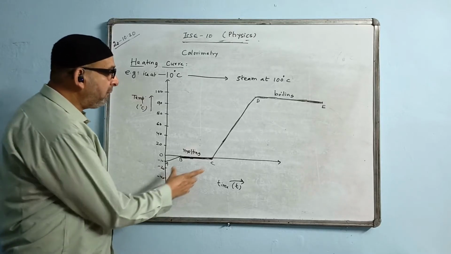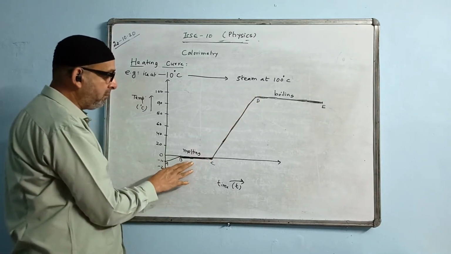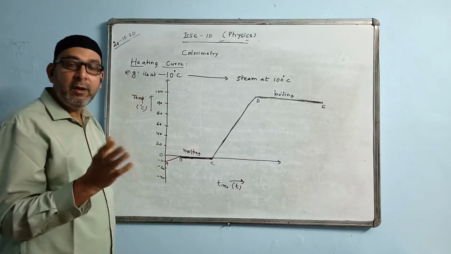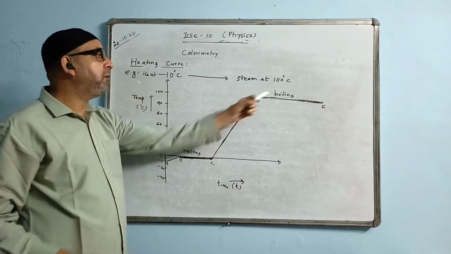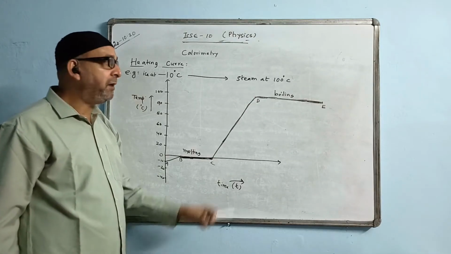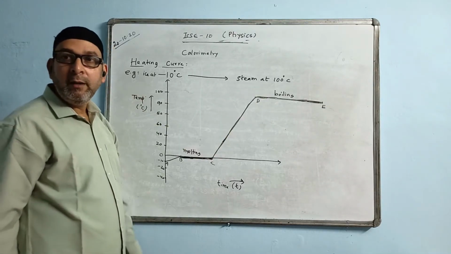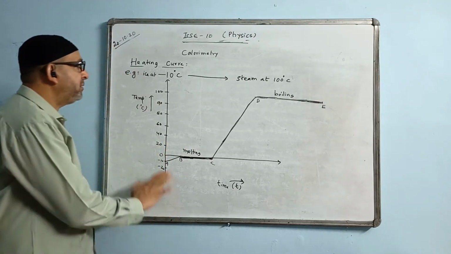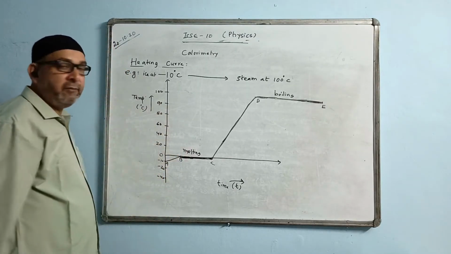Or the question becomes why this region is shorter than that, because in this part the latent heat value of melting is lower than the latent heat of vaporization needed for boiling. During boiling it consumes more heat. That is the idea. Such a curve is called a heating curve.